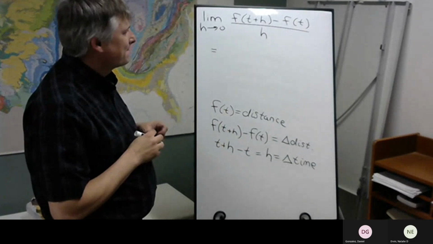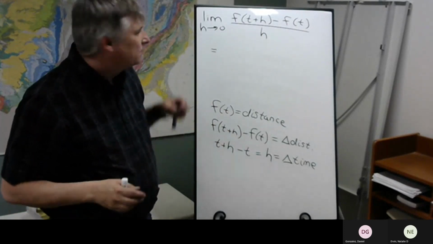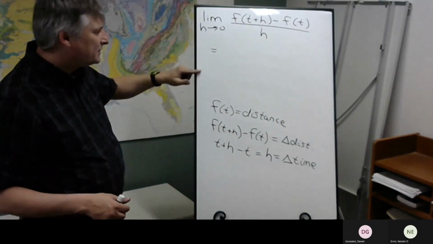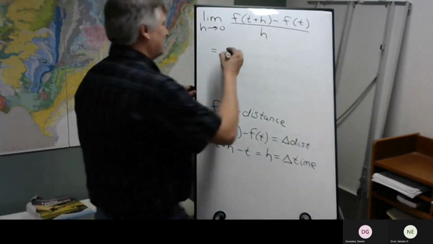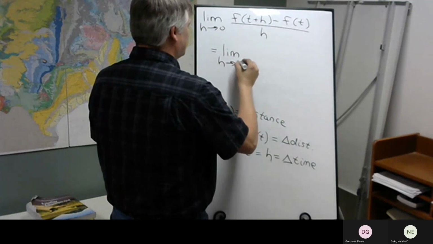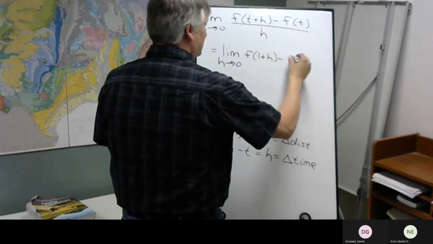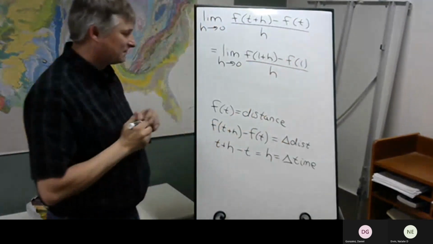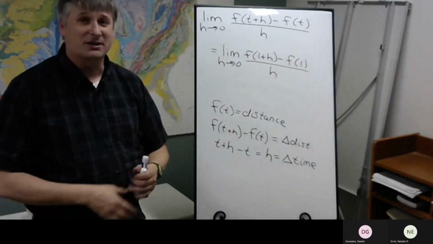Now, in this case, we want time to be 1 second. So we release something, it's going to fall. So as we release it, what's the instantaneous speed at 1 second? So this will be the limit as h goes to 0 of f of 1 plus h minus f of 1 over h. And again, this will be a change in distance. This is a change in time.